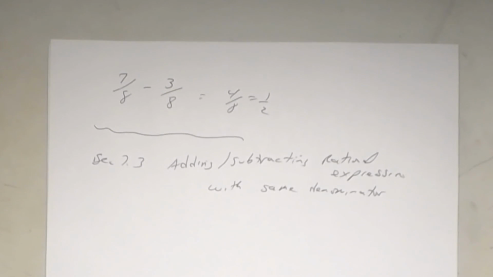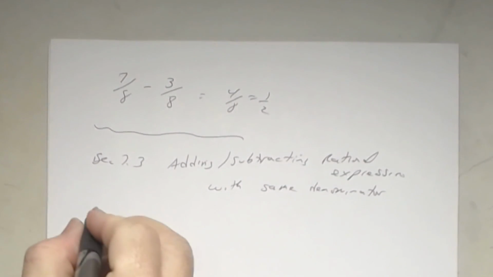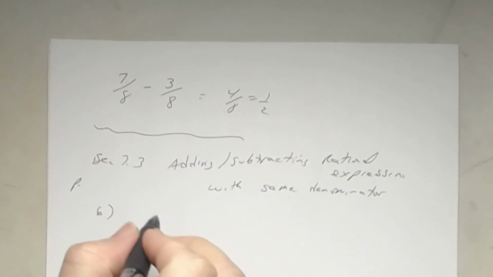The next section is going to be adding, subtracting rational expressions with unlike denominators. So this section's easy. You have to know how to deal with rational expressions when the denominators are the same before you can do the ones where they're different. Okay, so let's do number 6. This is on page 470.